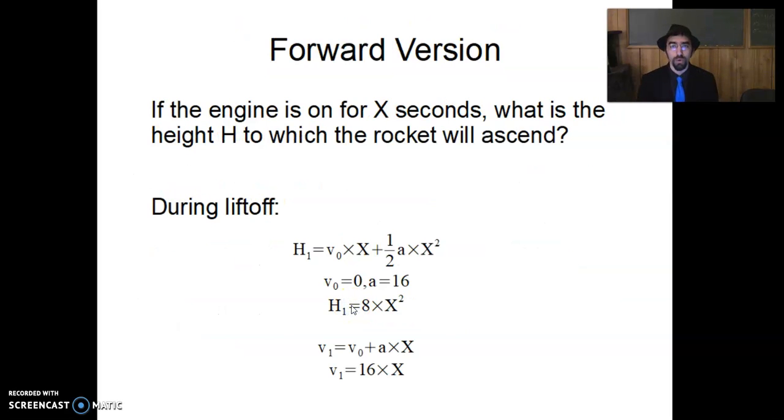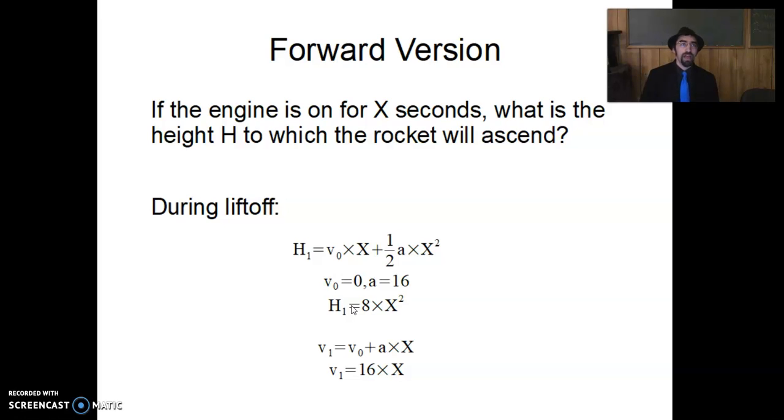So we'll consider the forward version of this problem. If the engine is on for x seconds, and let's temporarily pretend that we knew the answer to x, we'll ask, what is the height to which the rocket will ascend? So we break this up into two time periods. One is during liftoff, when the engines are on, and then one is after liftoff, when the rocket is in freefall. When engines are off, it's in freefall, and we're just waiting to see how high it'll climb before coming back down. During liftoff, I'll call h1 the amount of height that it gains just during that initial liftoff period.